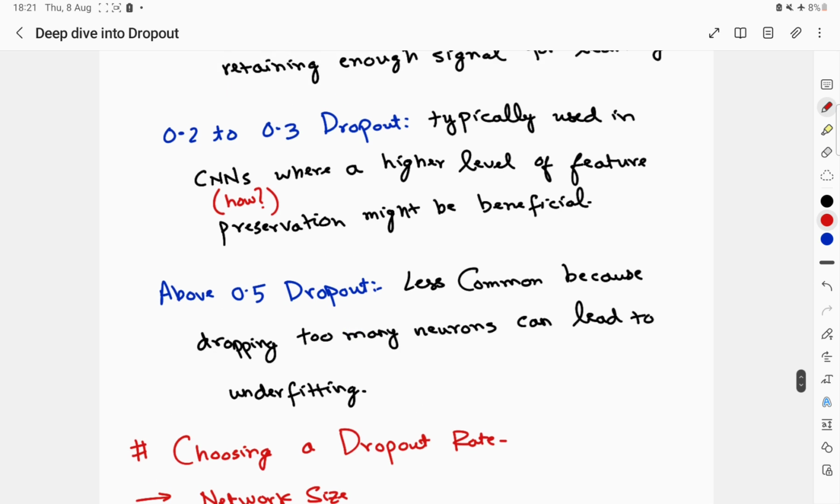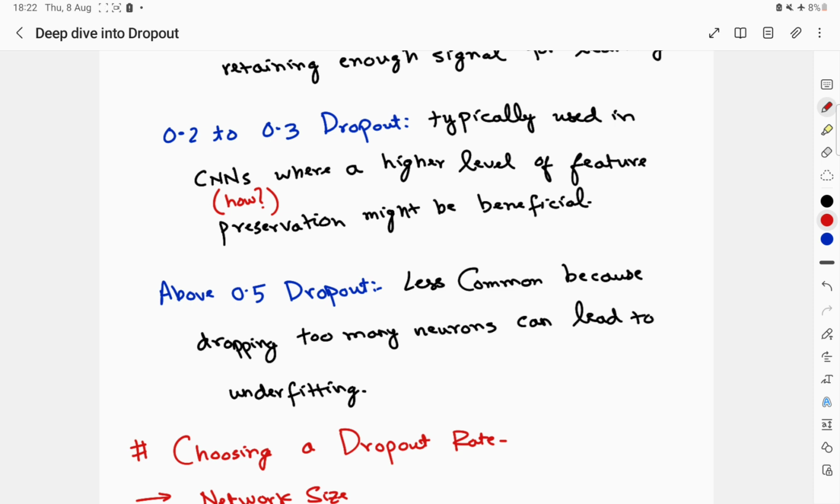So in traditional fully connected layers, dropout is commonly used by randomly dropping out a certain percentage of neurons at each training step, like we saw. So this forces the network to basically rely on a wider set of features, which indeed reduces the overfitting.